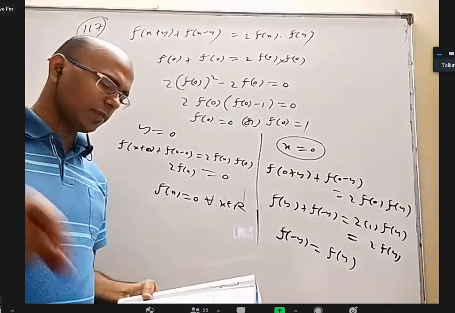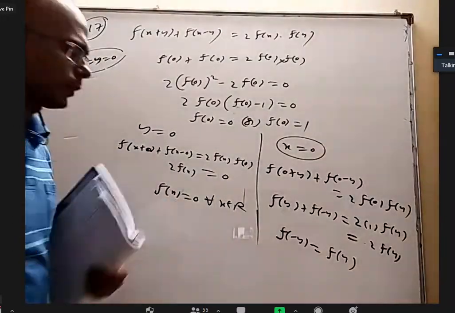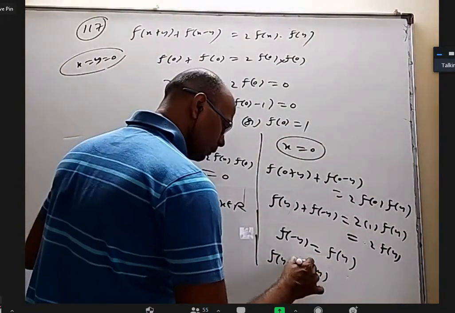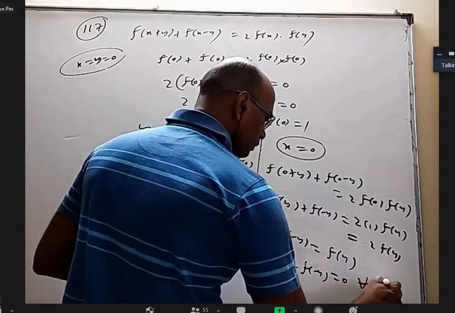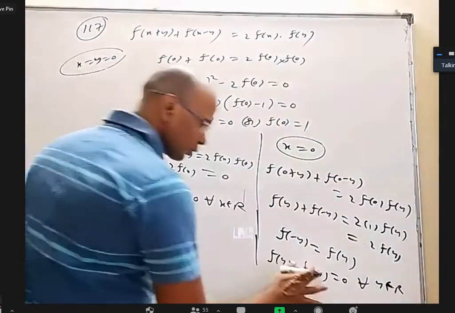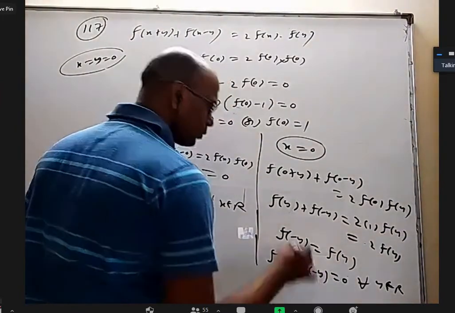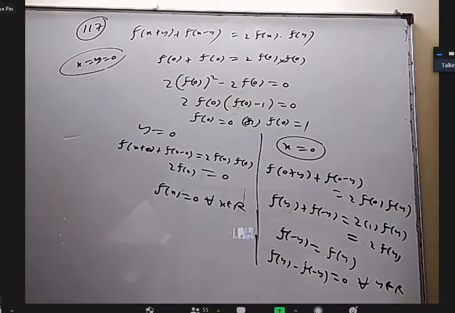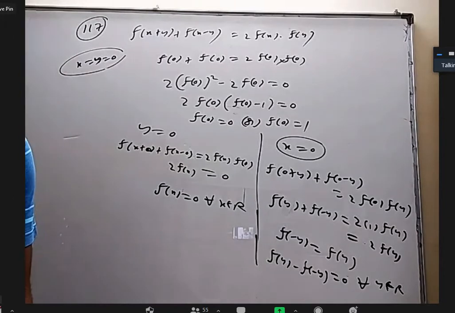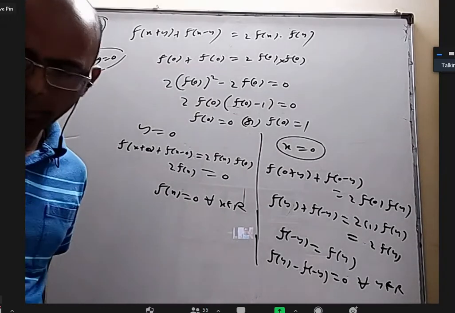They asked f of 10 minus f of minus 10. It is 0. So f of y minus f of minus y is 0 for all y belongs to R. So without even knowing the function, we are able to decide that it is even. Is cos x the only function, or there are some other functions? We have to check cos x. Cos 2x also okay, cos 3x okay, cos kx okay. But apart from cos kx, are there any other function? Maybe.